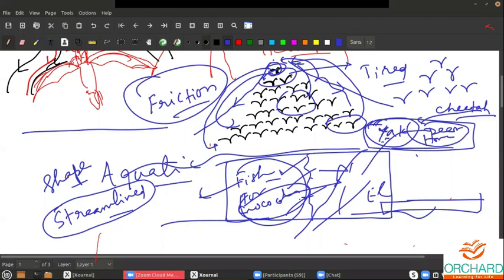Is that clear? So I am telling some examples with respect to animals and birds. Okay, so the concept is friction. Is that clear for everyone? Are you able to understand?